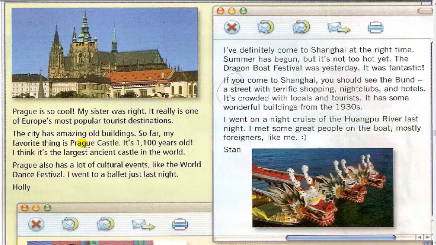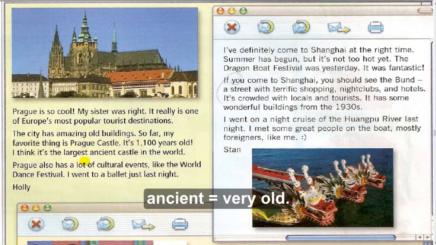What is the favorite for Holly? Holly is the writer of the email. Her favorite is Prague's castle. How old is Prague's castle? It's 1,100 years old. What's Prague Castle famous for? It's the largest ancient castle in the world. It's very, very old. Ancient, very, very old.